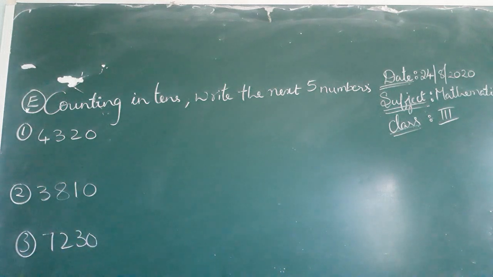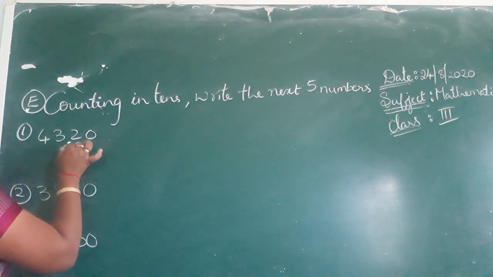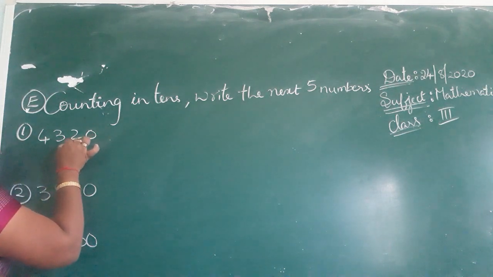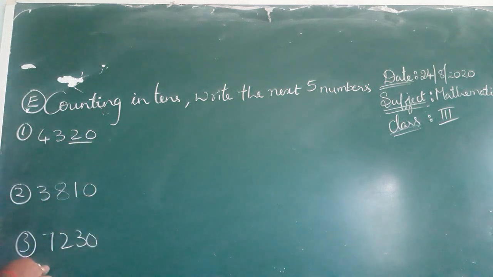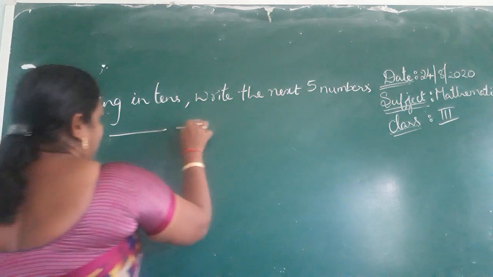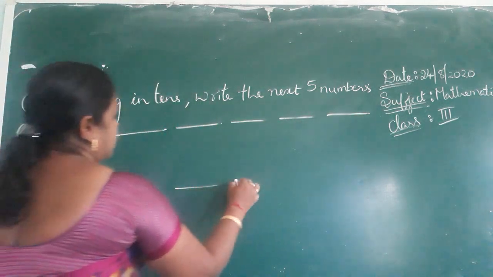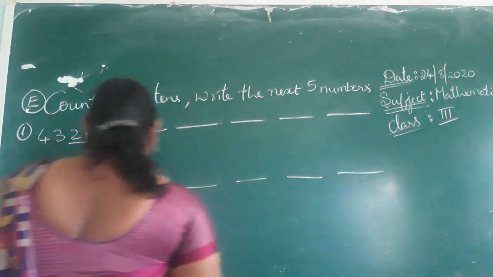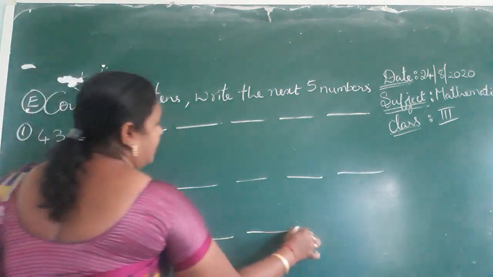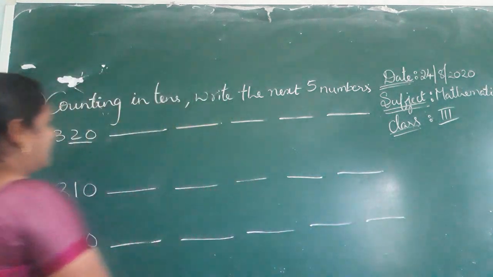Counting in tens, you have to add 10 to the given numbers. Counting in tens means you have to add 10 to the given number. So the change may take place at the tens place digit, or else at the tens place digit and ones place digit. So after adding 10 to 20, what will you get? You will get 30. But here they have given a 4-digit number. You have to add those two numbers also.